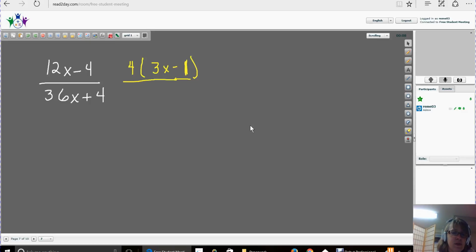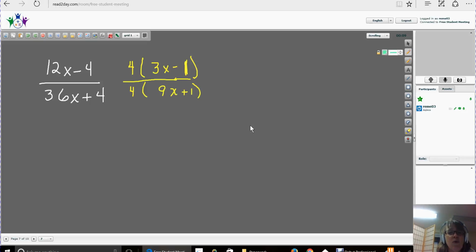Now, I'm going to want this. Whoops, forgot to put that back in. We know we either have to have a 4 or a 3x minus 1 to factor out. We can factor out a 4 here. Look at that. That's going to factor that out, and then that's going to be left with 9x plus 1. Okay? So we can factor out a 4.